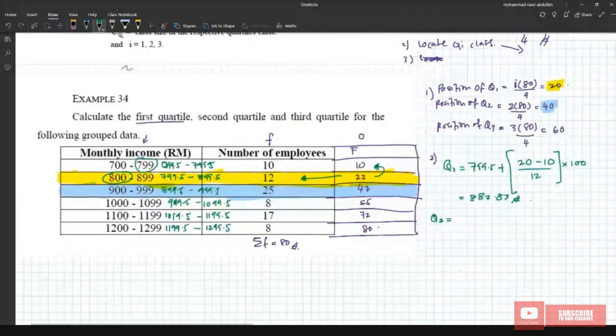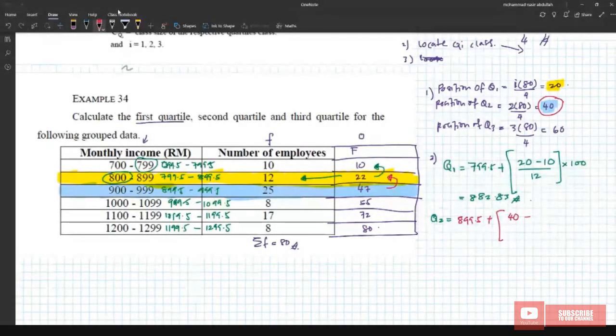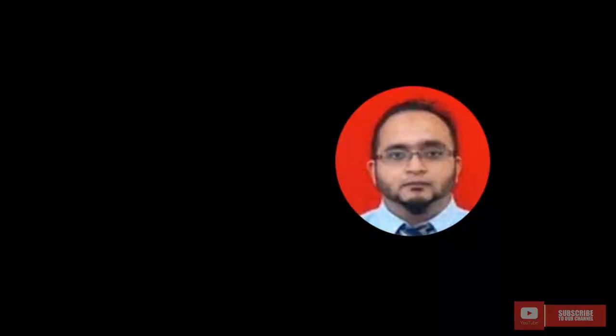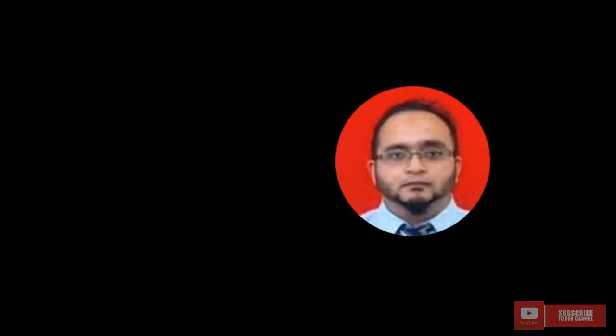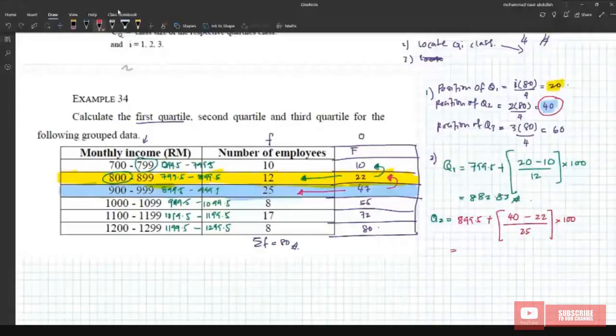So the lower class limit of quartile number 2 is 899.5 plus the position of quartile number 2, which is 40, minus the cumulative frequency before quartile number 2, which is 22, divided by the frequency of quartile number 2, which is equal to 25, multiply with the class size, 999.5 minus 899.5. So quartile number 2 should be equal to 971.5.